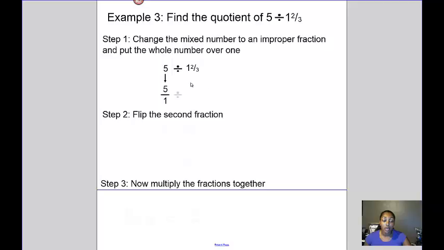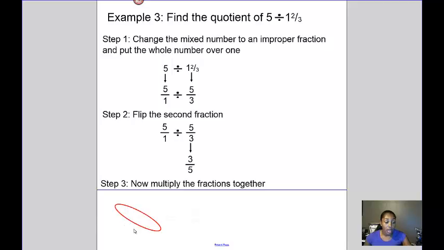Then the next thing I'm going to do is take my mixed number and change it to an improper fraction. So I'm going to multiply 3 times 1, which gives me 3, then add 2, which gives me 5. Then you keep the denominator the same, so it becomes 5/3. So now that I have put the whole number over 1, and I've changed the mixed number to an improper fraction, now I can do keep, change, flip. My first fraction will stay the same, but that second fraction is going to flip over. So 5/3 is going to flip over to 3/5. And then the division is going to change to multiplication.